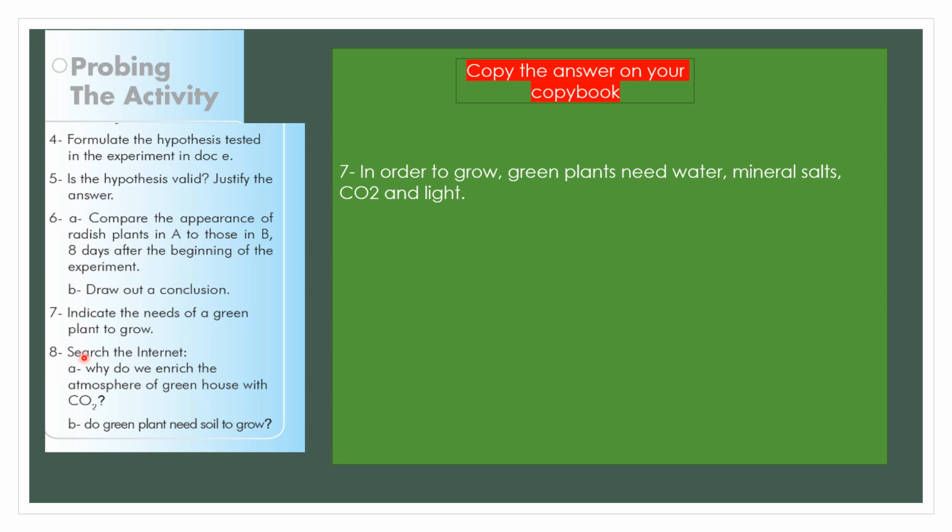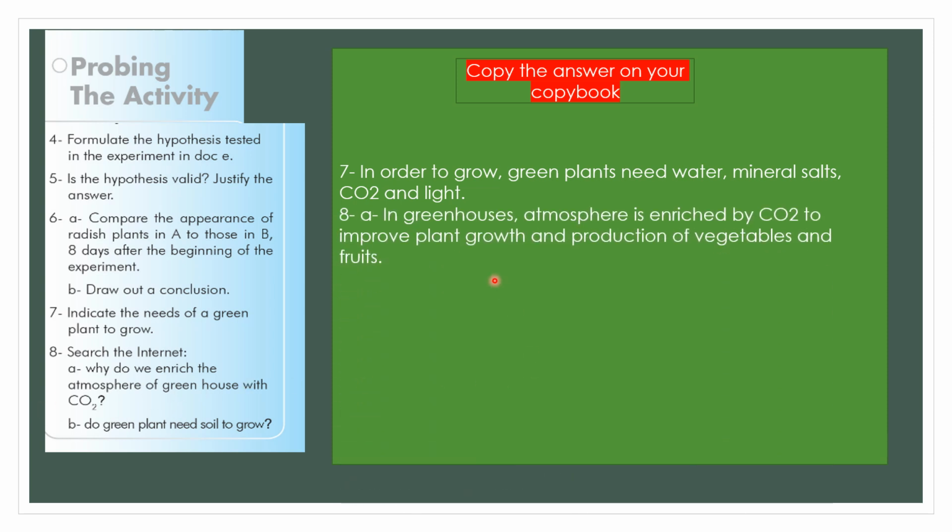Number 8. Search the internet. Why do we enrich the atmosphere of a greenhouse with carbon dioxide? In greenhouses, the atmosphere is enriched by carbon dioxide. We increase the amount of carbon dioxide in a greenhouse. Why? To improve plant growth and production of vegetables and fruits.